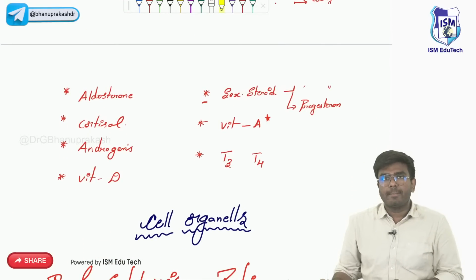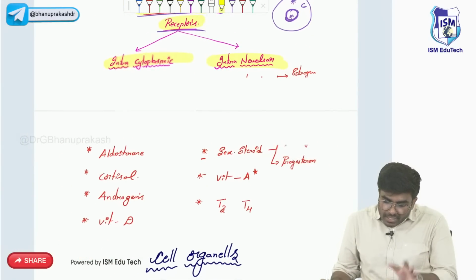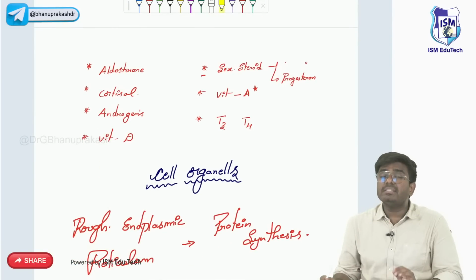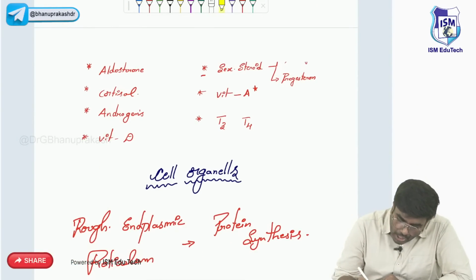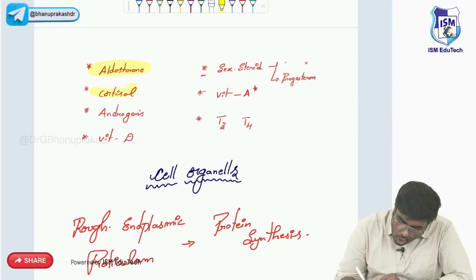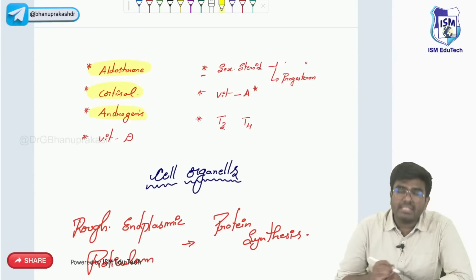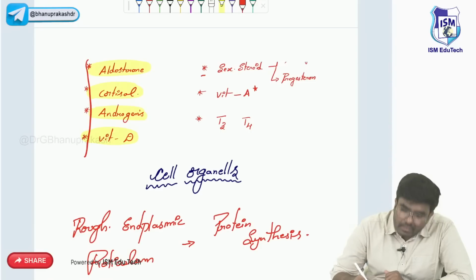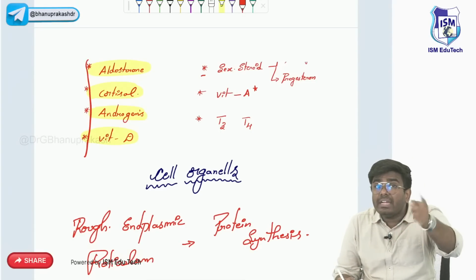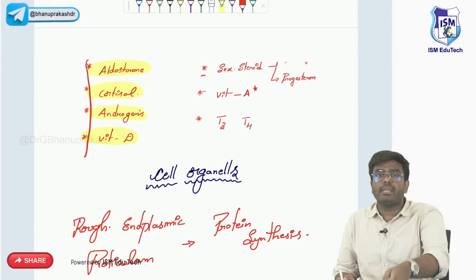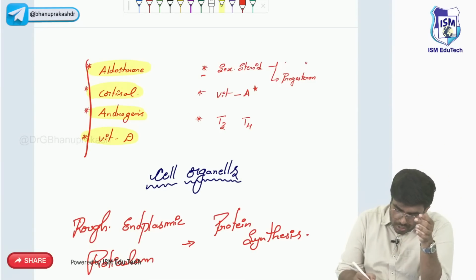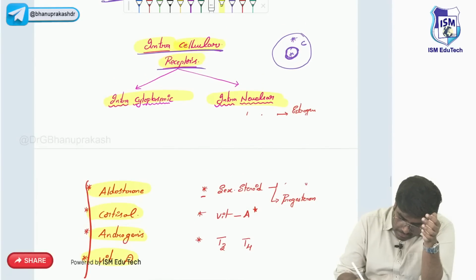Now the question is, intracytoplasmic receptors are present for which hormones? Intracytoplasmic receptors means the receptor is present in the cytoplasm. See, aldosterone, mineralocorticoid, cortisol, androgens, male sex corticoids, and vitamin D. All of them have intracellular receptors, and within intracellular, they are intracytoplasmic. Aldosterone, cortisol, androgens, vitamin D, all of them have which type of receptors? Intracytoplasmic receptors. The receptor is present in the cytoplasm.